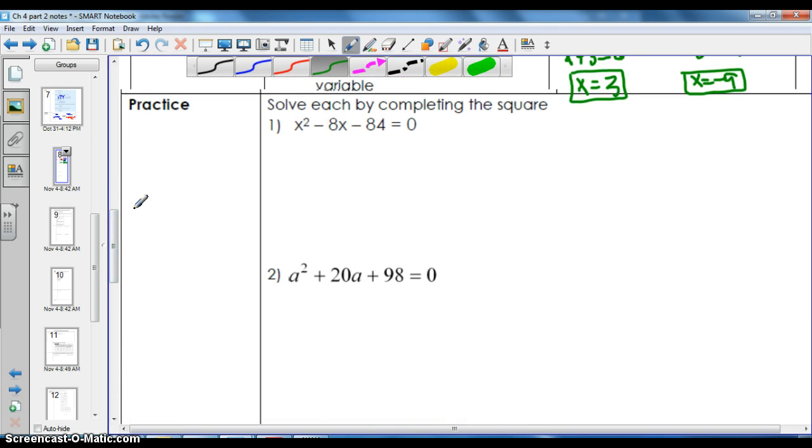All right, so let's go ahead and do one more together. Then I'm going to have you practice one on your own. So first step, remember, get that unmagical number away. Get that away, 84, by adding.